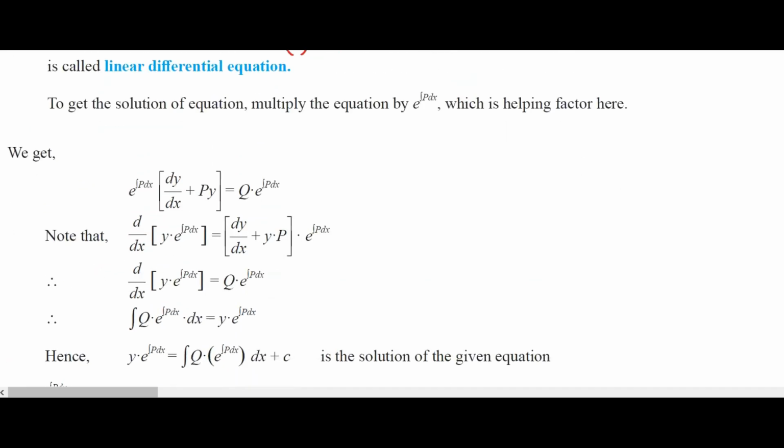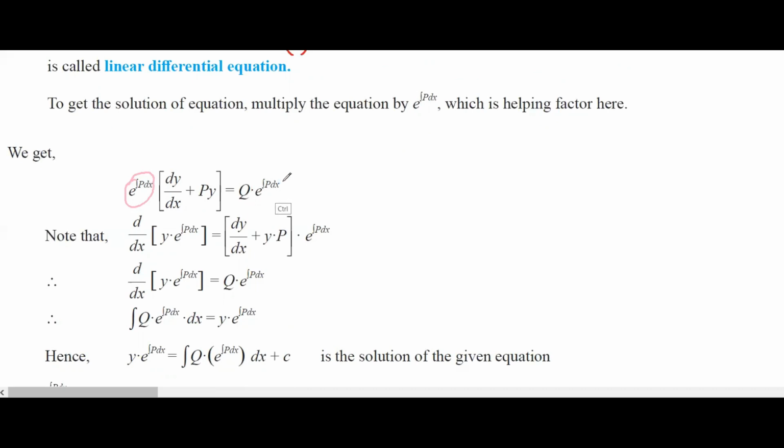तो ये इंटीग्रेटिंग फैक्टर कहां से आया है वो हम देख रहे हैं. हमने क्या किया, जबरदस्ती मल्टीप्लाई कर दिया on both the sides by what? E to the power of integration of p dx. So I have multiplied this e to the power of integration of p dx here.